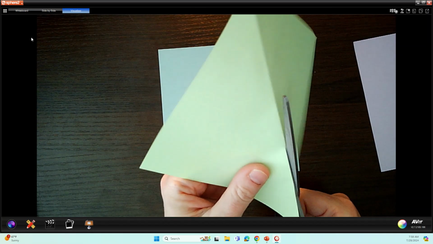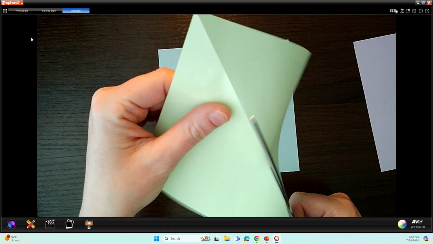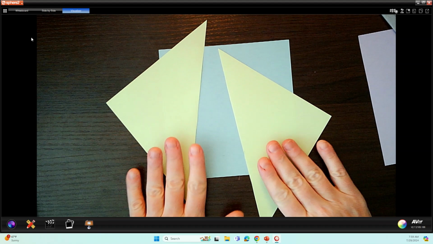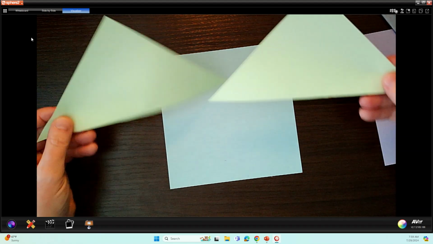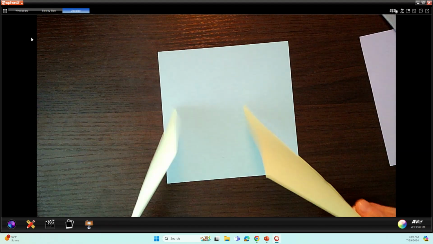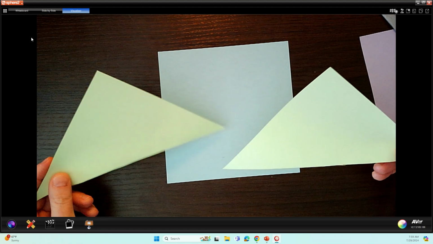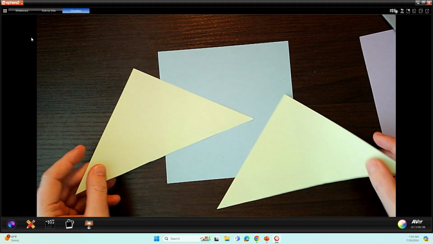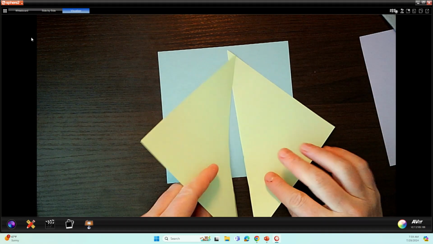I'm just going to do a quick cut here. My lines may not be 100% perfect. Okay. Now, with these two triangles that I created using the same paper here, this blue paper, this 6 by 6 square paper, I can now rearrange my triangles a lot of different ways.